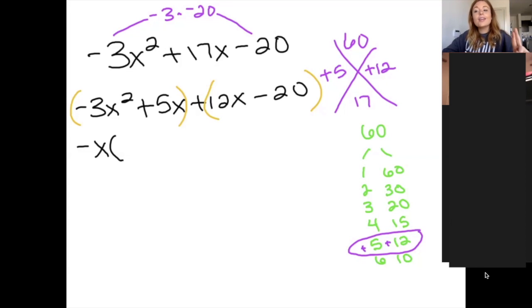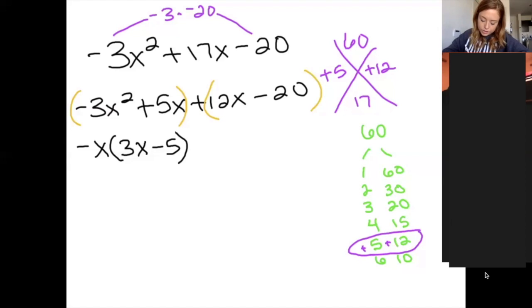I have the negative and I have one of the x's, so I'm missing what? 3x. All right. Then negative x times what will get me to positive 5x? Plus 5? A negative times a what would give me a positive? Negative 5. So that's why this one is kind of harder, because it's got a lot of negatives going on in it.